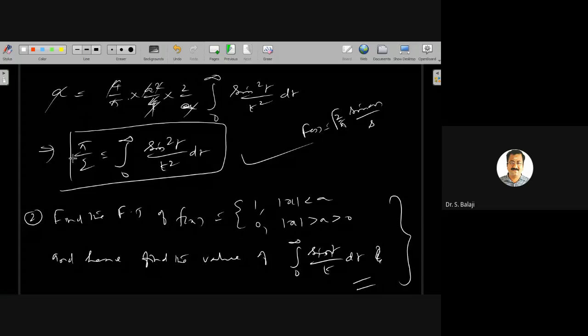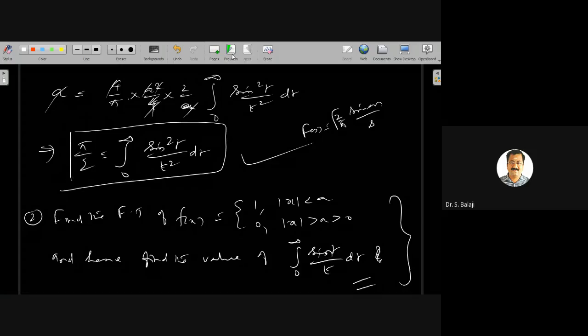Yes, this will be the result you can get here. The integral from 0 to infinity of sin square t by t square dt is equal to pi by 2. You cannot solve this integral in the ordinary way. This Fourier transform technique is very useful to identify the value of the integral from 0 to infinity of sin square t by t square dt. This will be the idea.